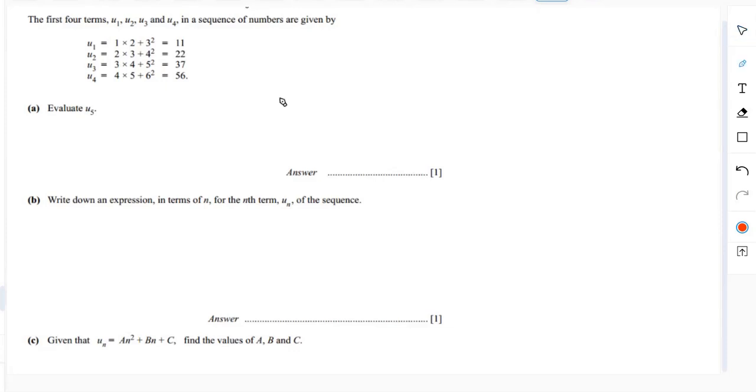Okay. So the first 4 terms, U1, U2, U3, and U4 in a sequence of numbers are given by this. Evaluate U5. आपको next term evaluate करनी. Okay. अब देखिए इसमें कोई भी direct उस तरह से sequence apply नहीं हो रहा. But you have to look vertically. What is the pattern that you are following here? आपने U5 evaluate करना है, right? 11, 22, 37, 56, right? It's hard to figure out कि क्या pattern बन रहा है exactly.